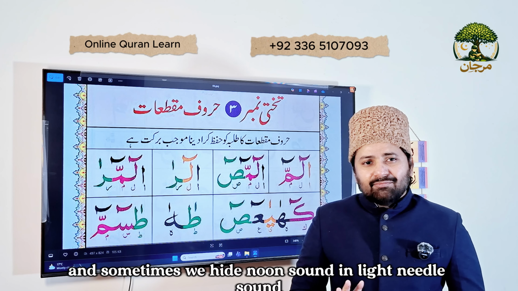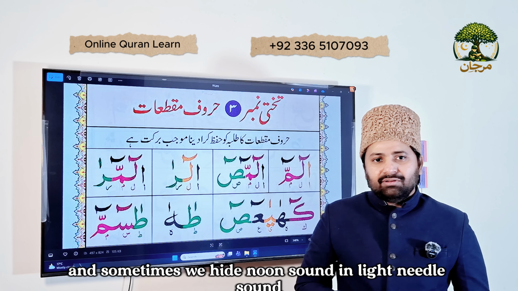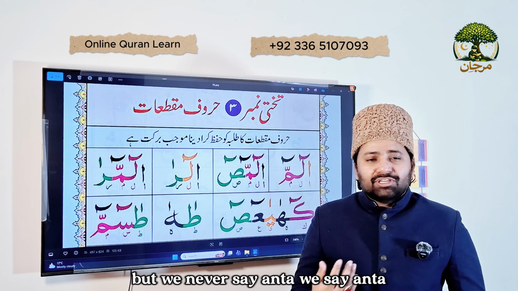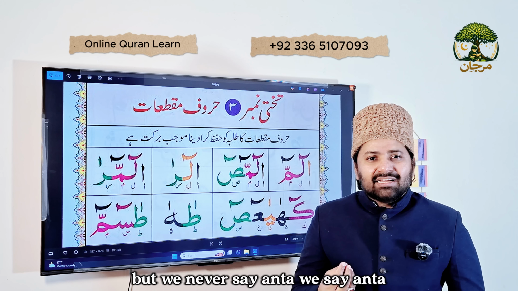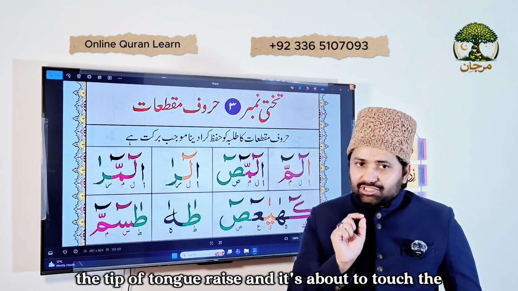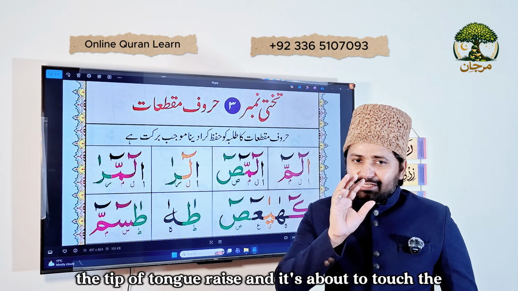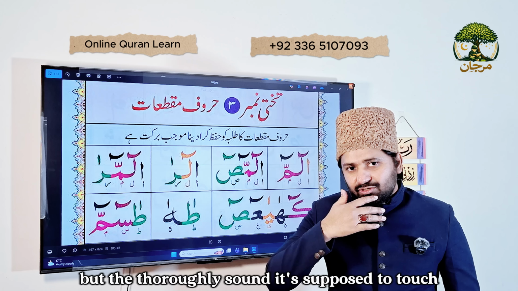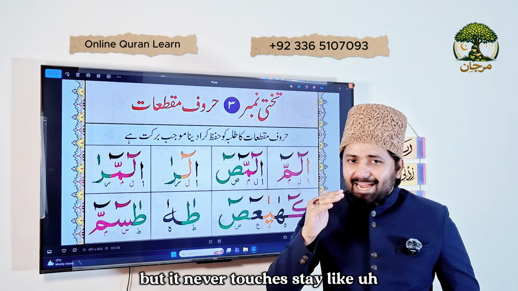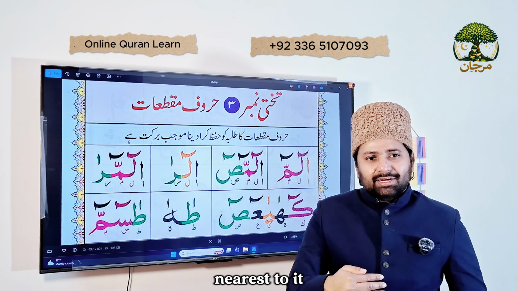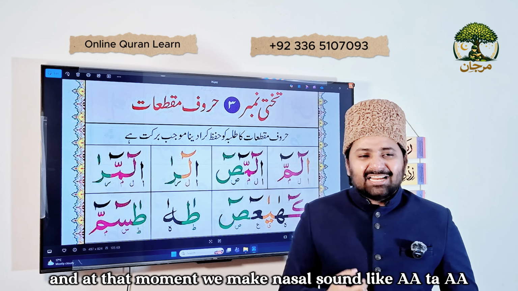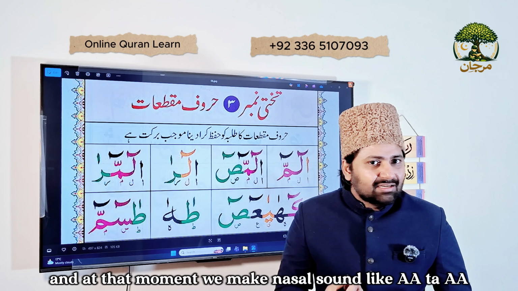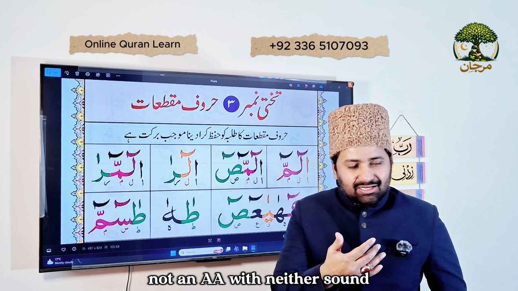And sometimes we hide the noon sound in a light nasal sound. For example, the word is anta, but we never say it with a clear noon. The tip of the tongue is raised and it's about to touch its opposite palate, but it never touches, it stays nearest to it, and at that moment we make a nasal sound, not a clear noon.